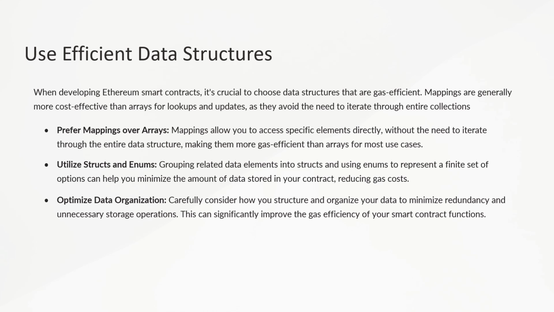Using efficient data structures is crucial for optimizing gas usage. Some of the examples include: prefer mappings over arrays. Mappings allow you to access specific elements directly without the need to iterate through the entire data structure, making them more gas efficient than arrays for most use cases. Mappings in Ethereum are like having a direct address for your friend's house, while arrays are like a list of houses you need to go through one by one to find your friend's place. Mappings allow direct access, making them faster and more gas efficient.